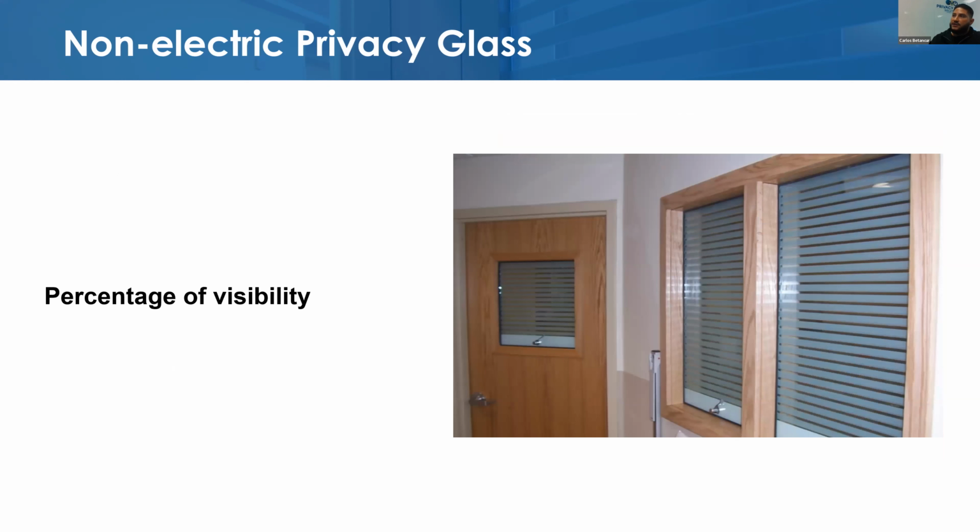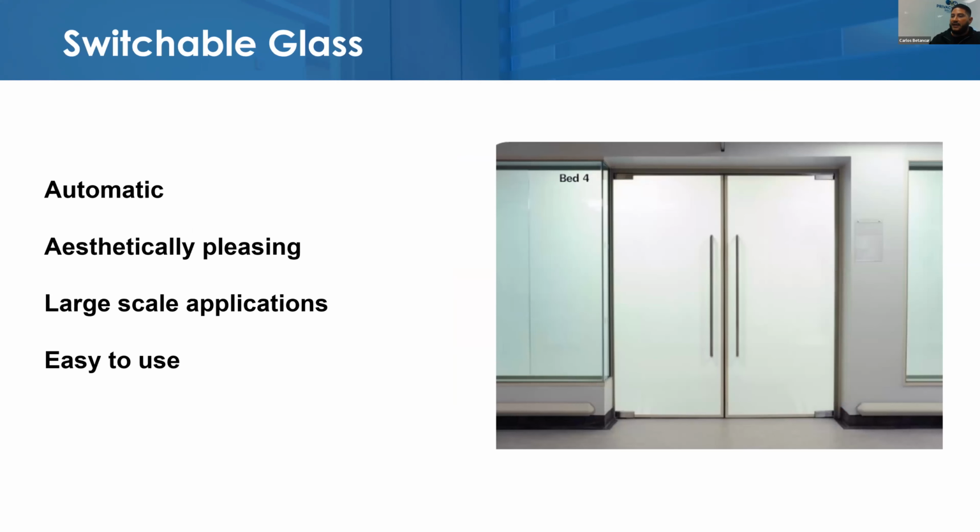Now, a disadvantage to this product is the perception or percentage of visibility from a distance. So from a distance, the lines can blur and appear as if you can see through the glass. But again, that is from a distance.